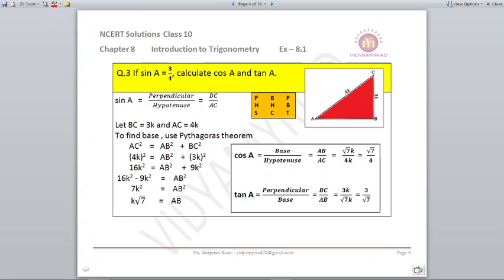Which is BC upon AB, that is 3 upon root 7. So those of you who have not seen the previous concept video, please go through that once so that it becomes very easy to sort out these questions.